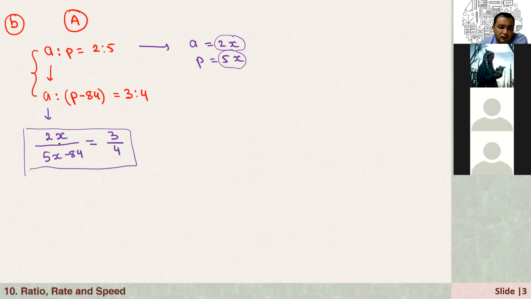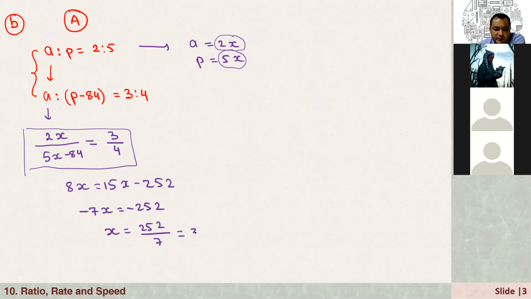If you cross multiply, 4 times 2x is 8x, and 3 times 5x is 15x, minus 3 times 84, which is 252. And take 15x to the left-hand side. 8x minus 15x is minus 7x, equals minus 252. Then what is x? x equals 252 over 7, which is equal to 36.